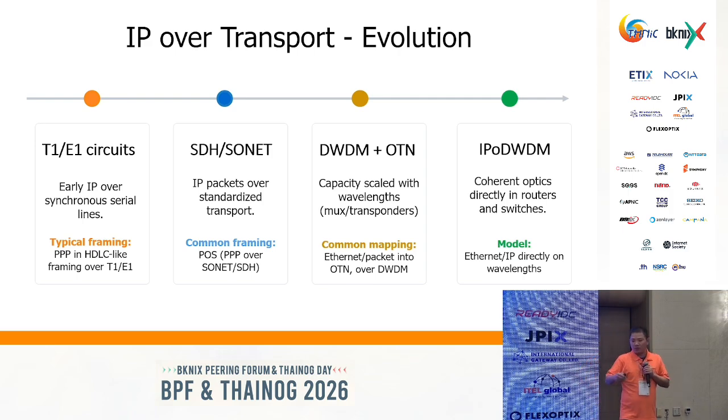Those days we had to build IP over T1s and E1s using HDLC like framings. Then there came a next generation stuff called SDH. Then we had to do packet over SDH or packet over SONET. Initially we started with microwave SDH, then it became optical SDH, and then came DWDM where capacity was not an issue anymore because you could carry multiple colors of light on a single fiber, right? And recently, over the last 2 or 3 years, we keep hearing this IP over DWDM.